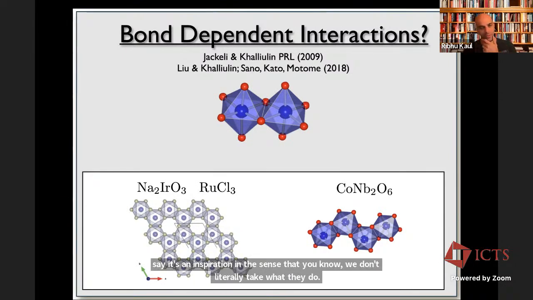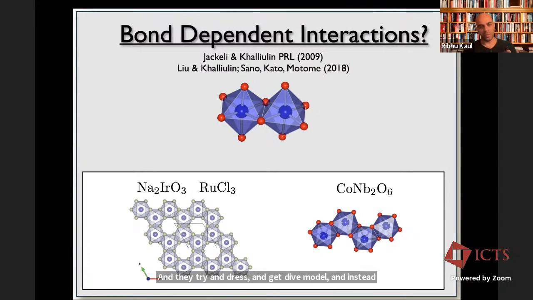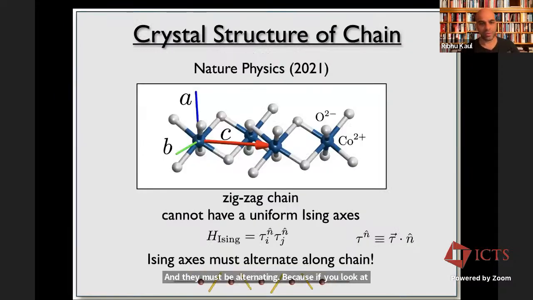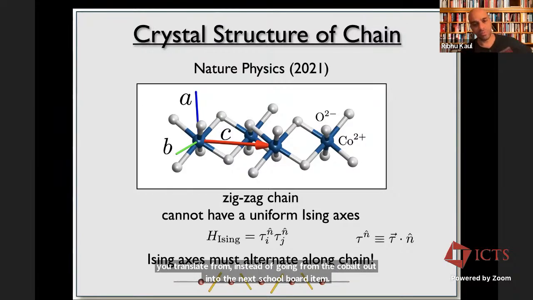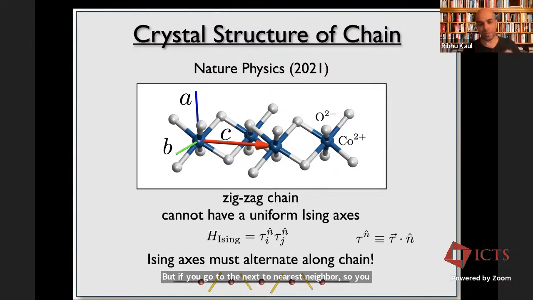Instead, we just ask ourselves, if spin-orbit coupling is weak, we have to worry about the fact that the interactions may be bond dependent. And then, of course, in the Ising model, they're not. And they must be alternating, because if you look at this crystal structure, and here's a blow-up of the crystal structure, if you translate, instead of going from the cobalt atom to the next cobalt atom, if you go to the next-nearest neighbor, so you shift yourself by two cobalt atoms, like I've shown in this red line over here, that's the fundamental translation of the crystal. So if you do that, of course, the exchanges must be periodic. But if you do it by one, it may not be periodic.